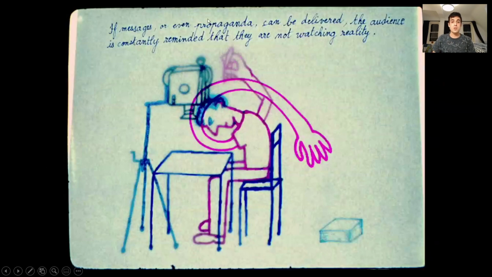So if messages or even propaganda can be delivered through film, the audience is constantly reminded that they are not watching reality, because it's always being abstracted through these animated drawings. So that's interesting. How does this link to the stuff that we were talking about before?